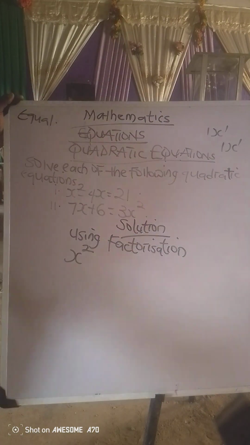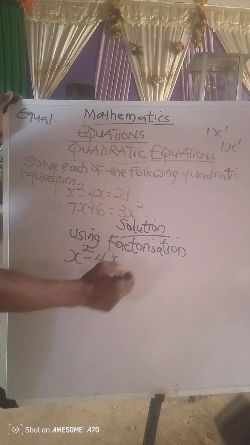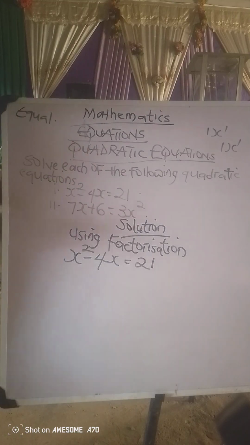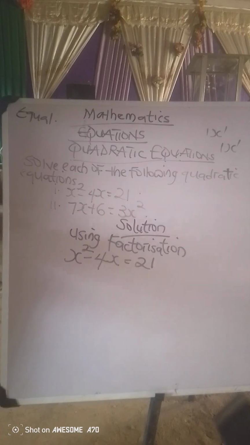Now, look up. x squared minus 4x is equal to what? 21. Now, let me show you the standard way of arranging a quadratic equation before you solve.